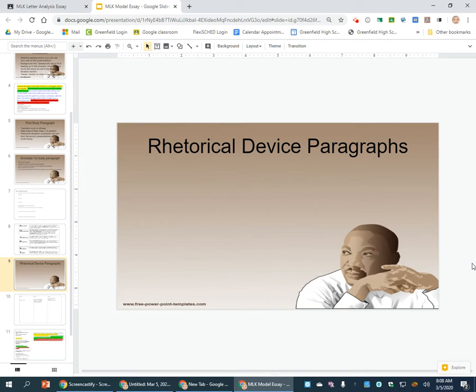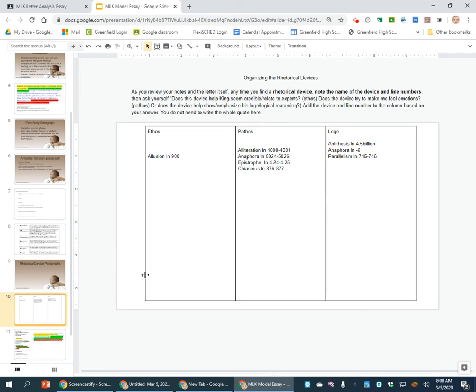Hello again. Now we're going to look at how to build our rhetorical device analysis paragraphs. The handout I gave in class yesterday, which most of us did not get a chance to work on, I put a copy of right here.